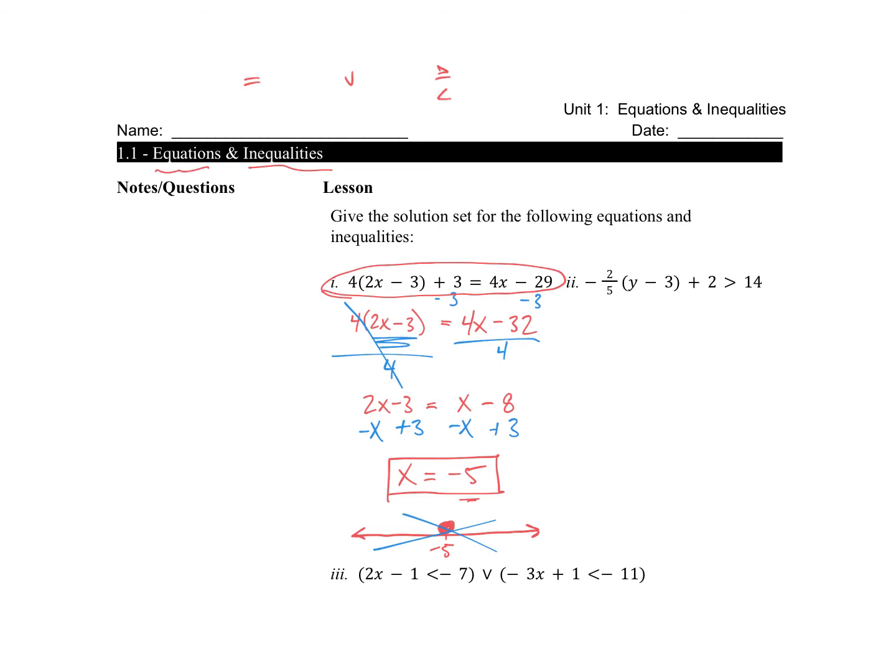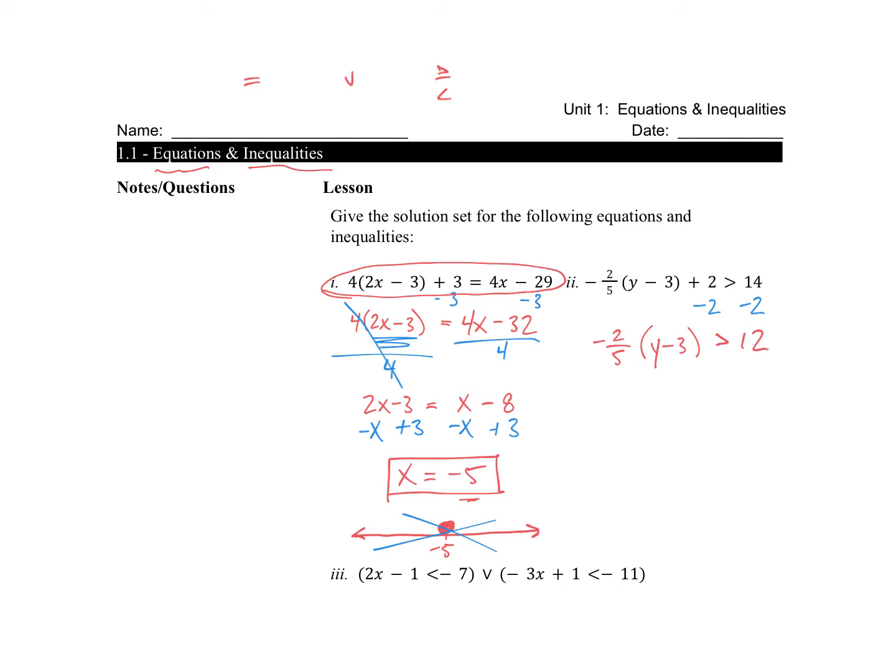Number 2, we've got negative 2/5 times (y minus 3) plus 2, and that all is greater than 14. A couple different ways that we could deal with this. I think that we probably should move that 2 first. That's just going to make life easier if I subtract that 2 from both sides. And now I've got negative 2/5 times (y minus 3) is greater than 12.